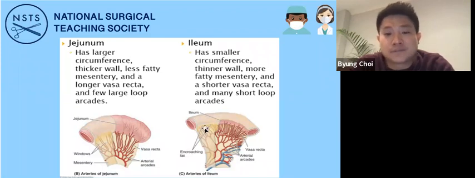So you have shorter vasa recta, but many loops in the arcades, as well as it being smaller circumference and thinner walled, okay? But yeah, in these type of questions, just look out when it's a question about ileum and jejunum and whether it's a true or false statement, look out for features between small bowel and large bowel as well.